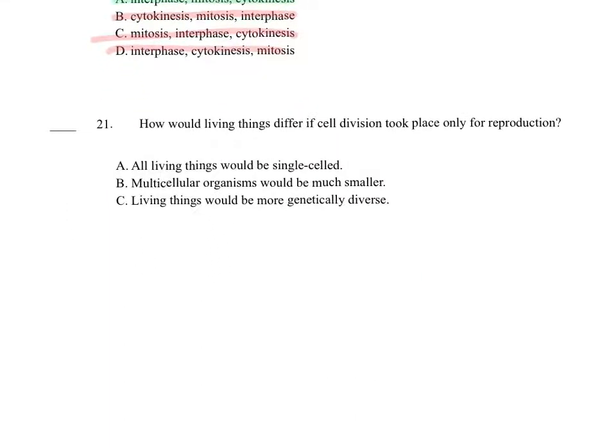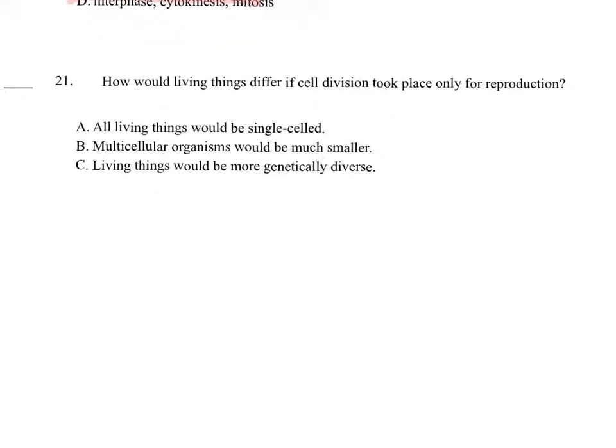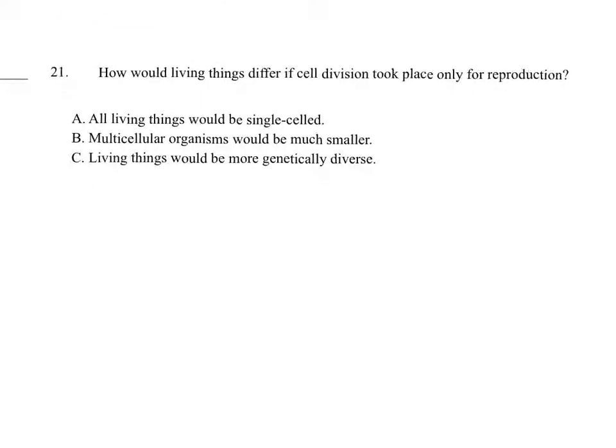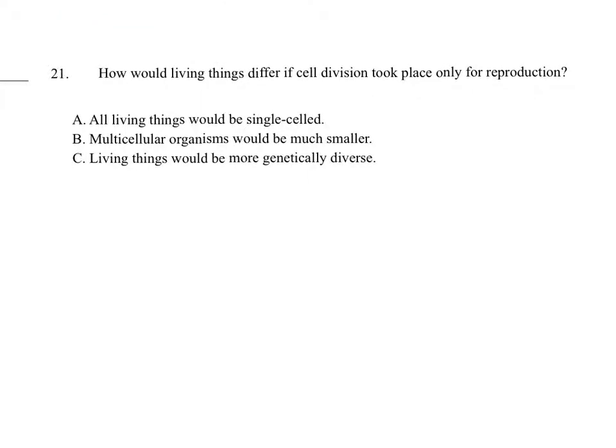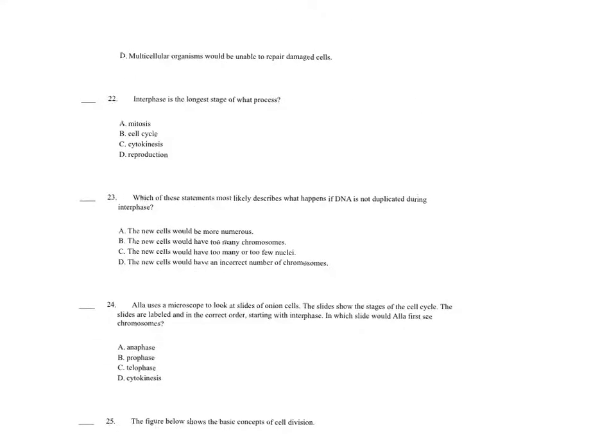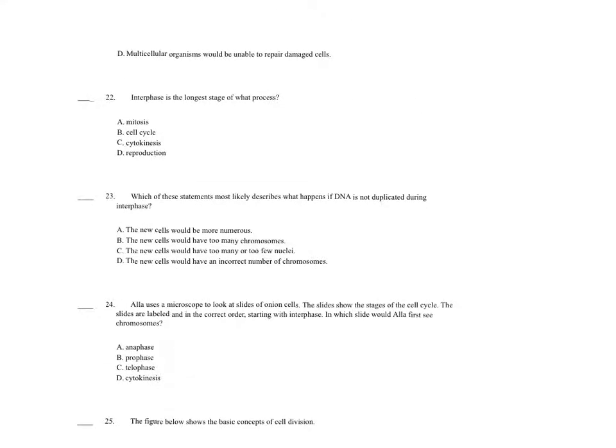How would living things differ if cell division took place only for reproduction? A, all living things would be a single cell. And they were for a long time on Earth, so interesting. All right. Interphase is the longest stage of what process? Cell cycle is correct.